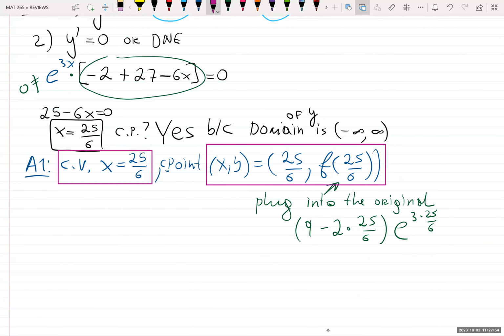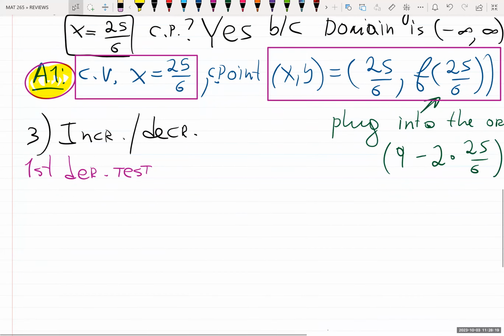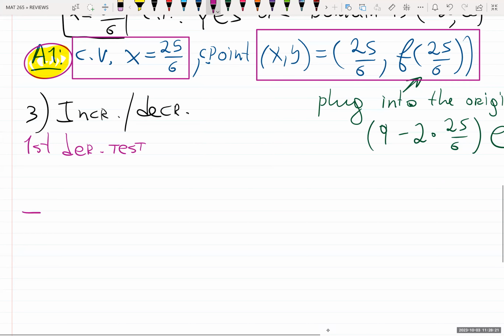Answer 1 is done. Let me put yellow. Now continue. Step 3 is intervals, increasing, decreasing. Well, that's when you perform the first derivative test, your favorite one. How many people teach it differently? You can do a table. I do a sign line, because it indicates the sign of the derivative, right? Sign line for the derivative. You put the critical point here, x equals 25 over 6. And now you have everything before and everything after.